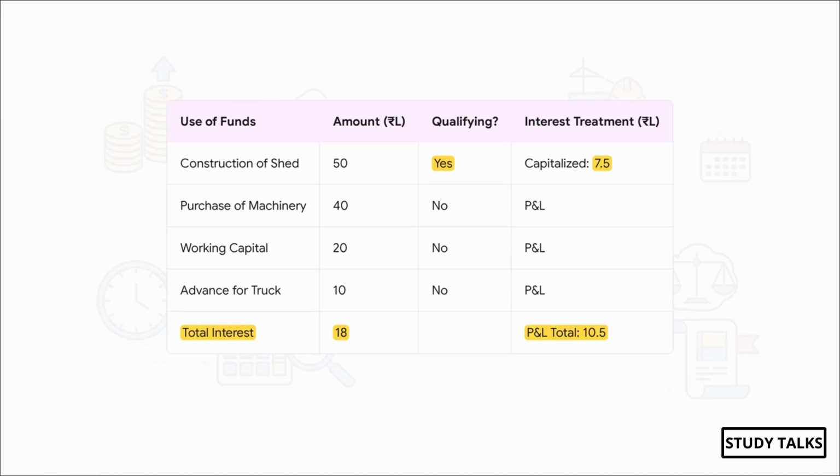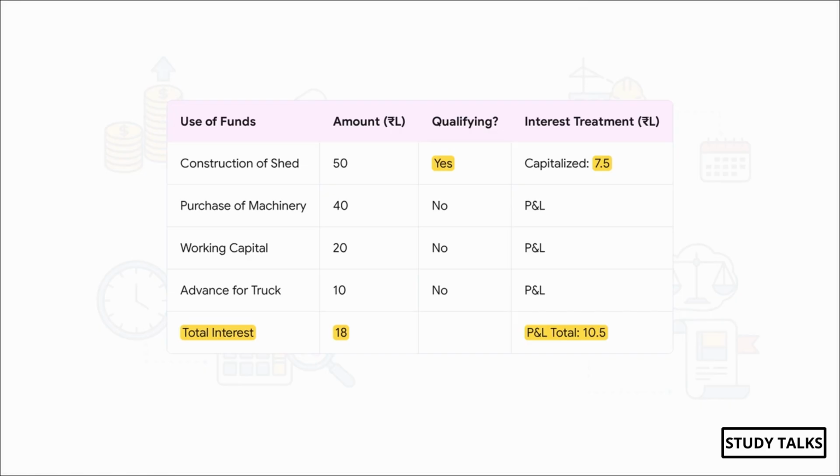First, construction of the shed. This definitely takes a substantial period, so it's a qualifying asset? Yes. Next, the machinery. It was ready for use on the day they got it, not a qualifying asset. Working capital, never a qualifying asset. And the truck advance? A truck is ready to use when you get it. It doesn't need a long time to prepare. So also not a qualifying asset. That means only the 50 lakhs for the shed relates to a qualifying asset.